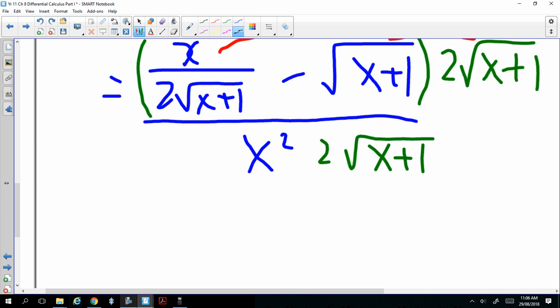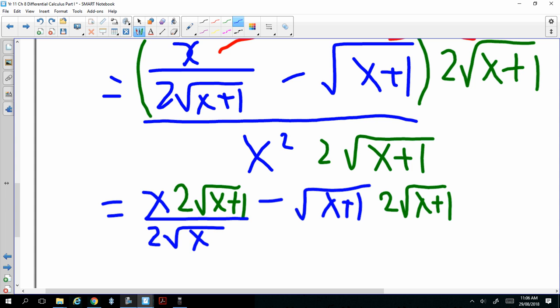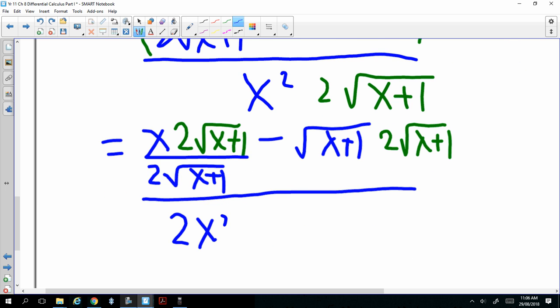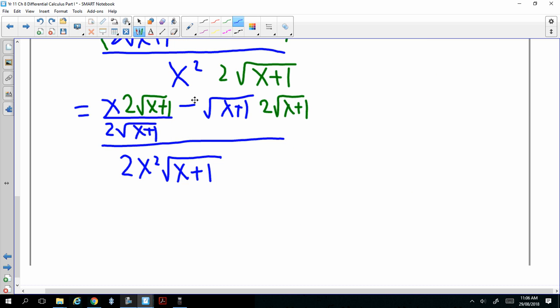All right. 2 root x plus 1 minus 2 root x plus 1. So can you see I've expanded the top? The bottom, you just leave it as 2x squared root x plus 1. Just write that first. Hopefully you have enough space, but I gave you plenty of room. Times top and bottom by the same thing, right?